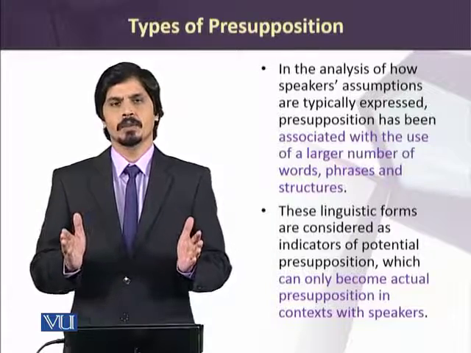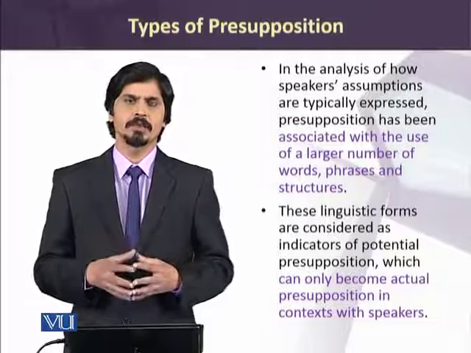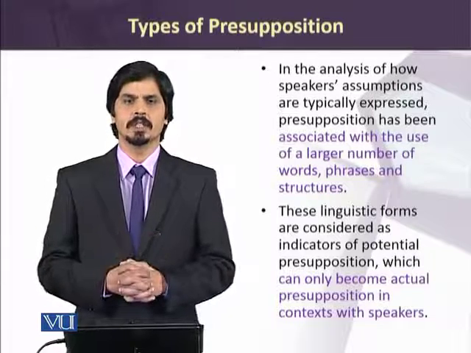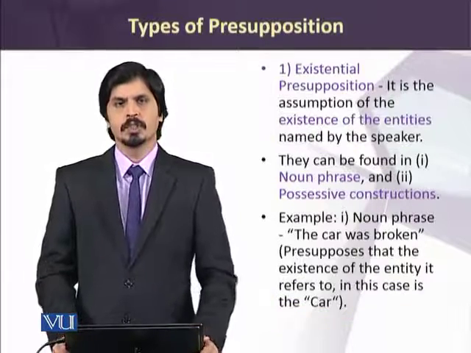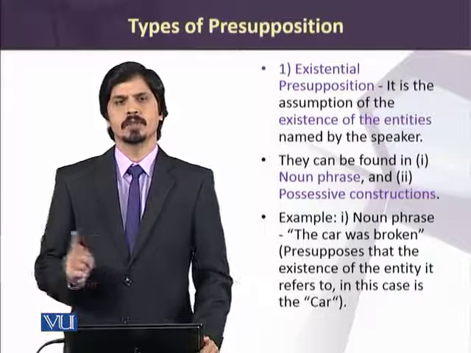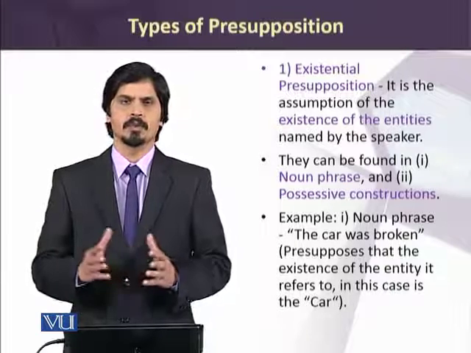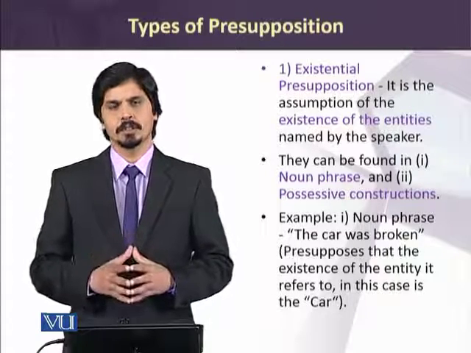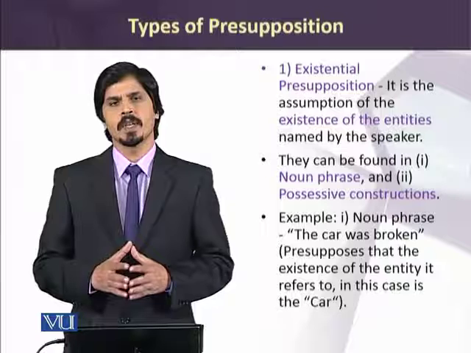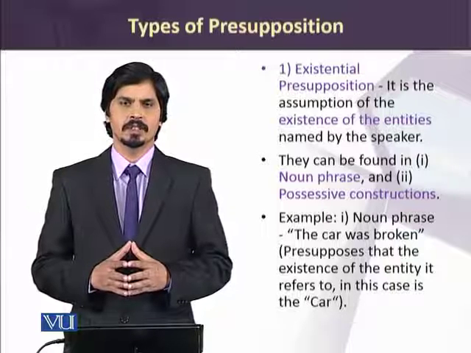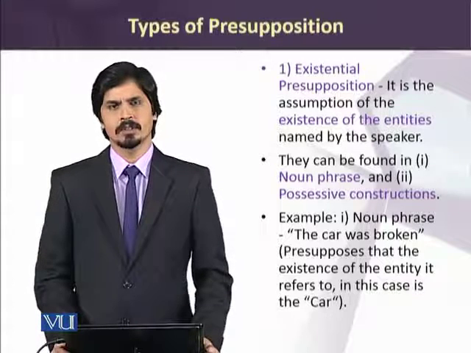So we could summarize that presuppositions, generally or linguistically speaking, are conveyed by the use of certain lexical items or words. And we could divide that use of words into various categories of presuppositions. We'll start with existential presupposition. In existential presupposition, we assume the existence of certain entities. And this is found generally in noun phrases and in possessive cases.